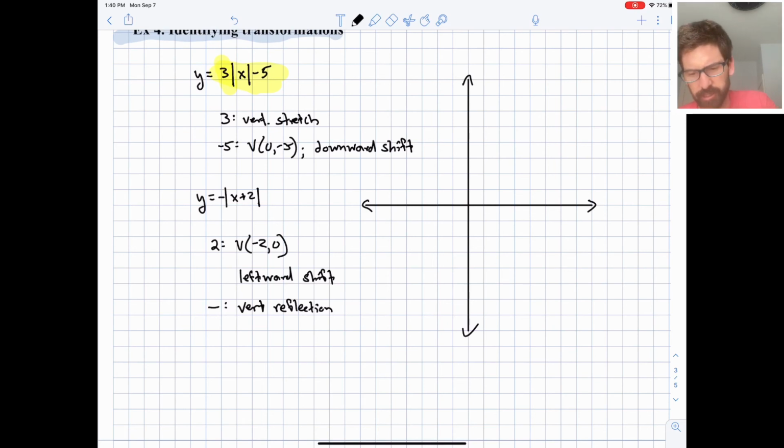So we have a vertex at -5 on the y-axis, and then we have a vertical stretch of 3, meaning the positive arm of my function will have a slope of 3, and the left-hand arm will have a slope of -3. And we can really just draw them in from that, okay? Oh, you can always plug in some points and check if you need to, but that would be a graph of that initial function right there.